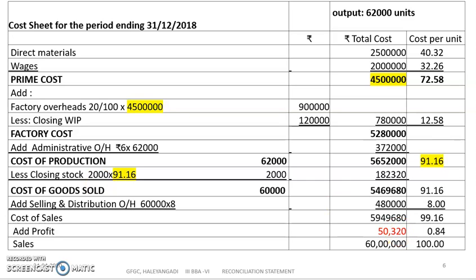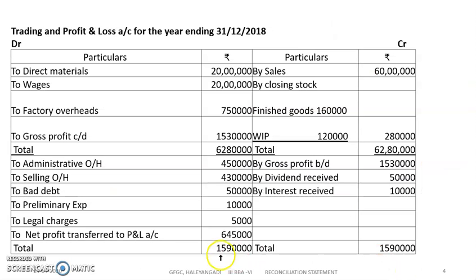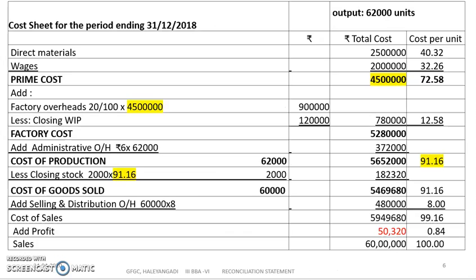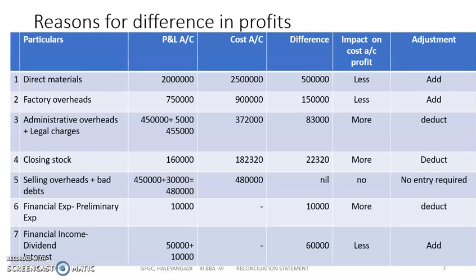50,320. Now see the difference in the profit. Your P&L account is showing a profit of 6,45,000 and your cost sheet is showing a profit of 50,320. Now the difference in the P&L account and the cost sheet.